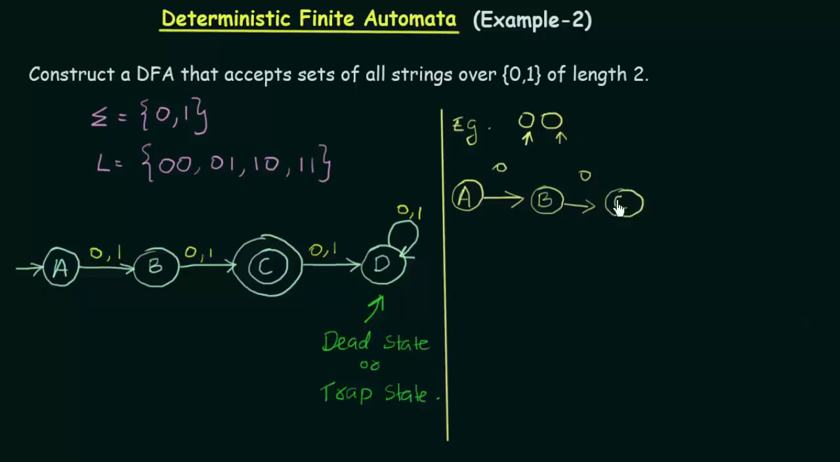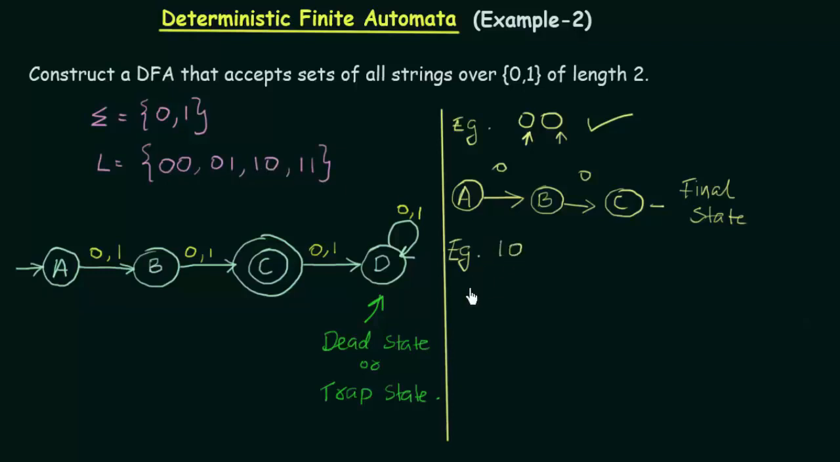And now I've reached the end of the string, and at the end of the string I am in state C. And is state C the final state? Yes, it has a double circle, which means it is the final state. Now since state C is the final state, this is accepted. Whenever a string reaches the final state, it shows that it is accepted. So 0, 0 is accepted, right? Now let's check another one. Let's check for 1, 0 now.